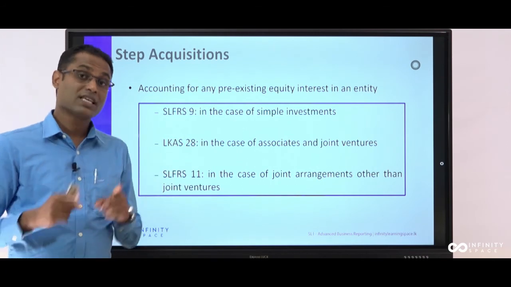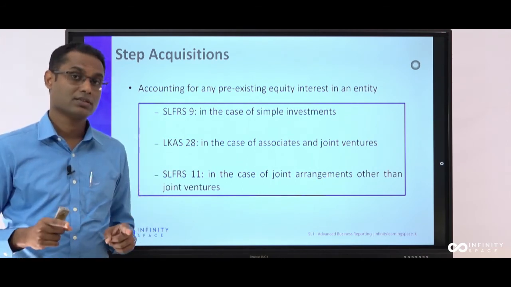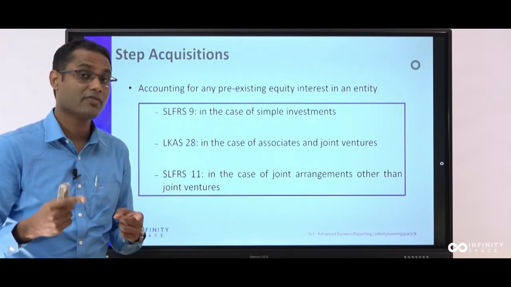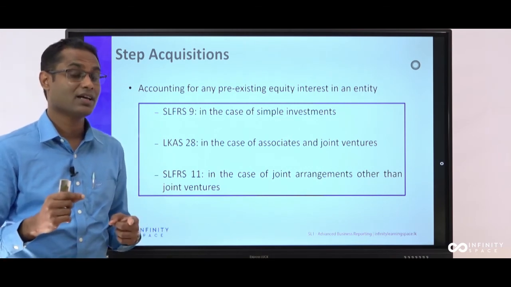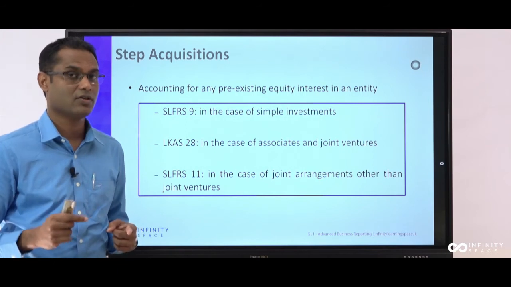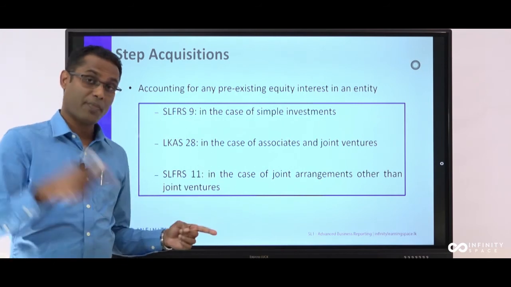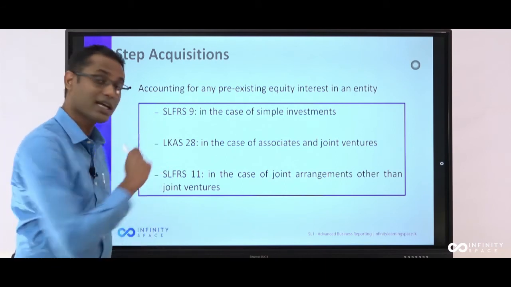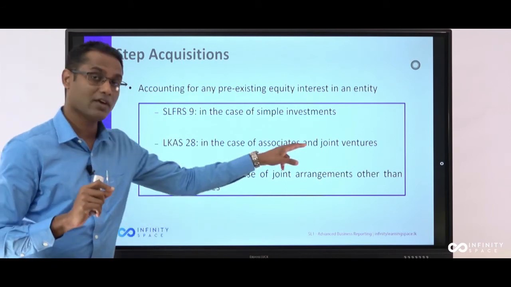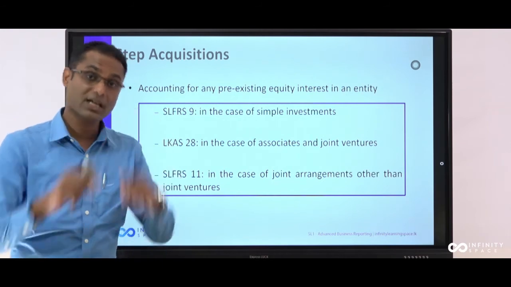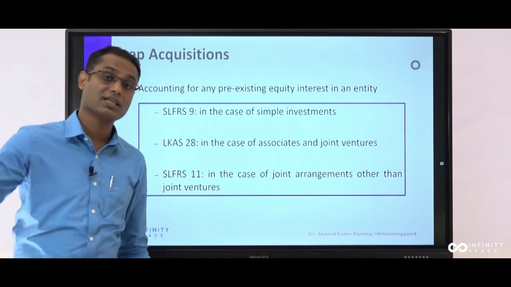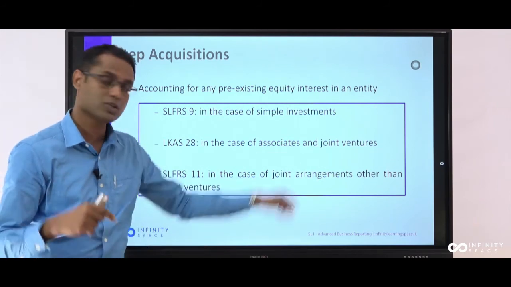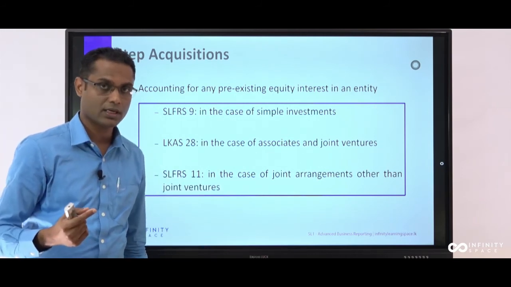If you have significant influence, in my example the investor had 25%, that means the investor has significant influence over the investee. So up until you achieve the control, you account for that as a what? Associate under LKAS 28. Or else, if the investor has joint control over the investee with another venturer, you account for the previously held investment as a joint venture, right?